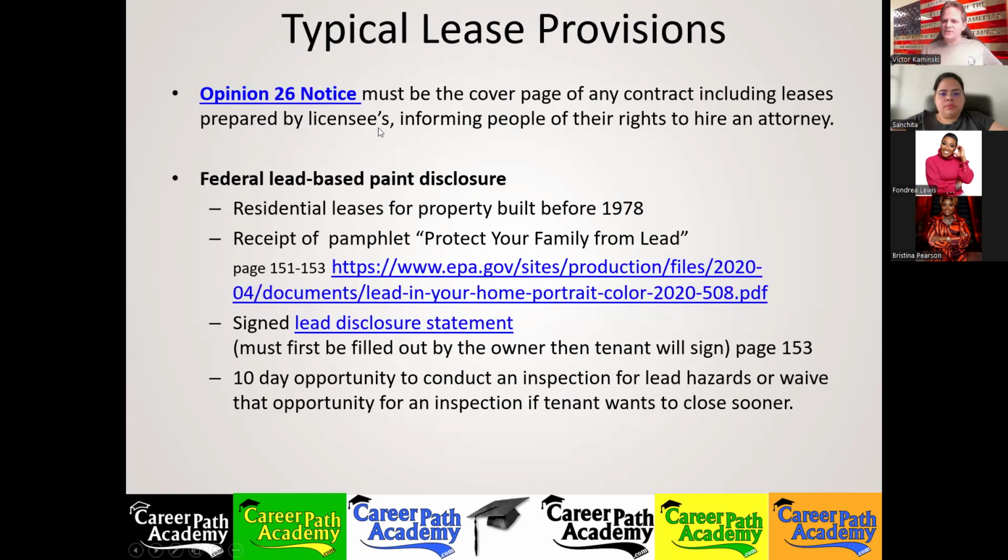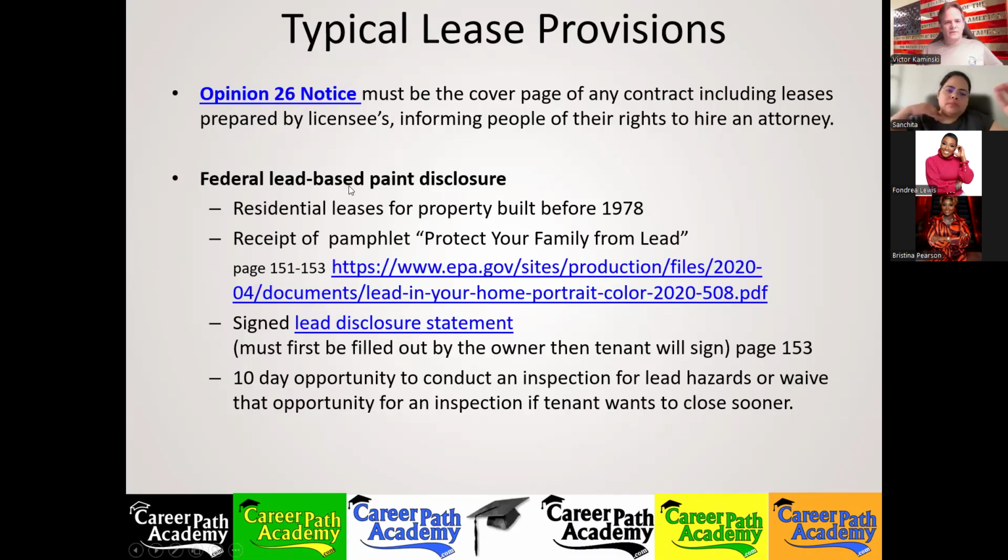Opinion 26 notice, just like on the sales contract, needs to be on the cover page of a lease contract. Needs to be on the cover of any contract prepared by licensees. And what is the purpose of the Opinion 26 notice? To tell people that they have a right to hire a lawyer. Even though most people don't use lawyers for leases, they have the right to, and they could.